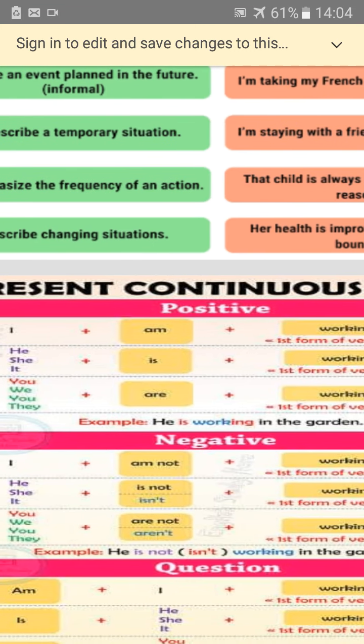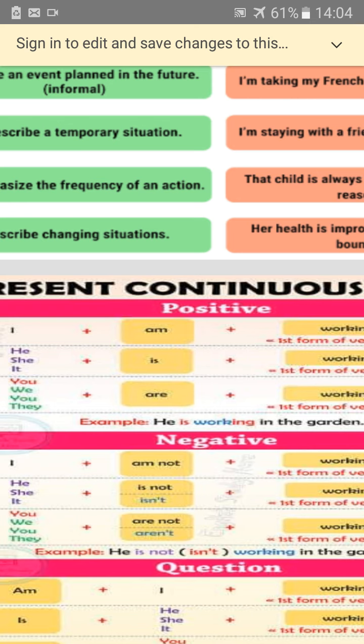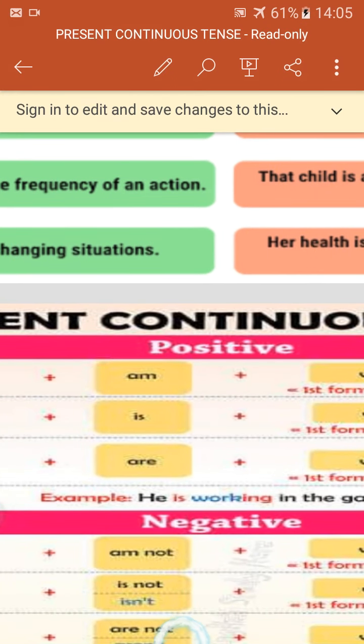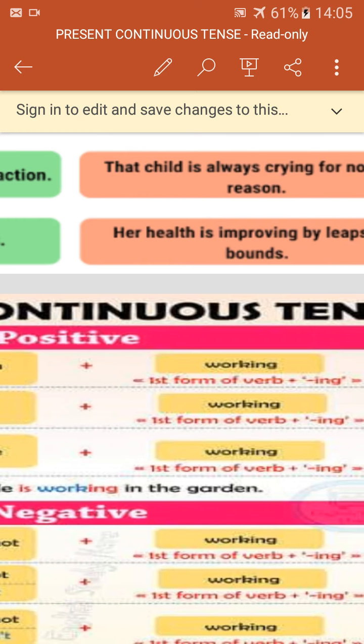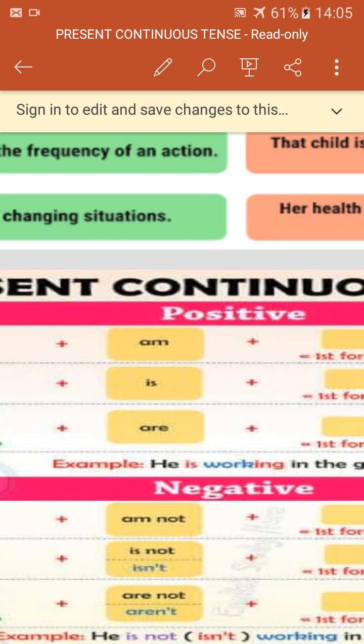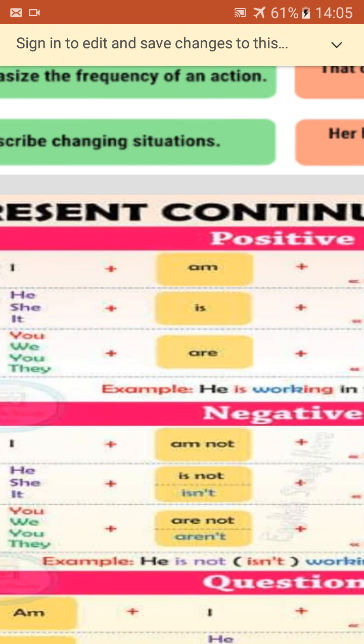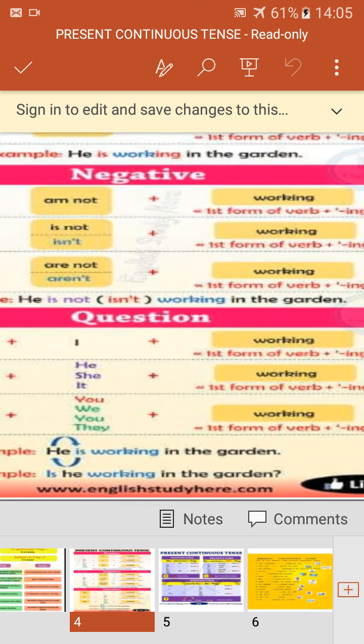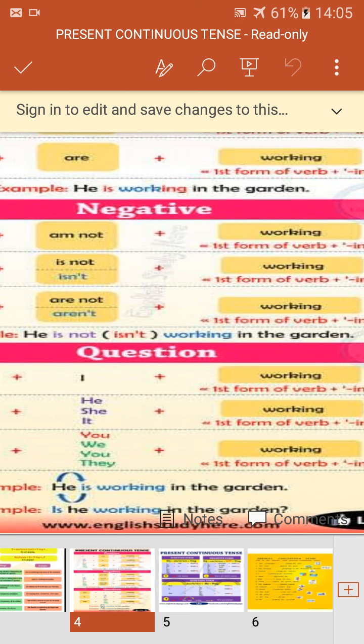Again, the chart is there for you when you're talking in the positive. It's the first person singular, plus the verb in its existing form. With I, it is usually am. Then he, she, and it, which is third person singular, that is the time when you use is. And when you are talking of the second person, you, we, and they, then you use are. So this is the way you make a sentence, and the rules are given.